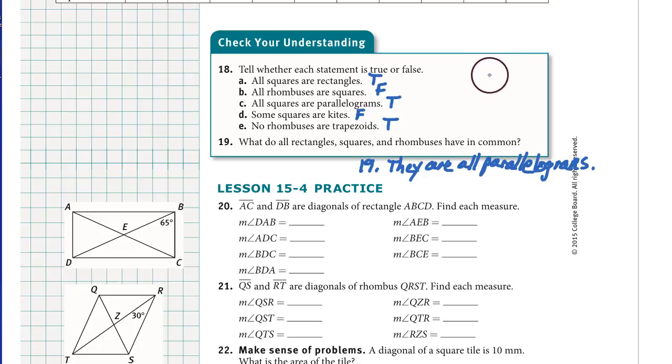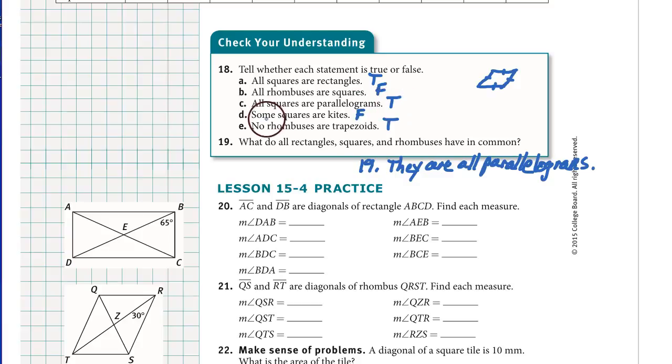That's false. There can be shapes that have 4 equal sides, but they're not a square because they don't have the 4 90-degree angles. For instance, this drawing here in blue ink. This is a rhombus, but it is not a square. Question C, all squares are parallelograms. This is saying all squares have opposite sides parallel.